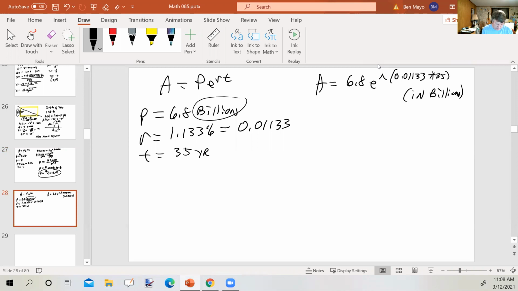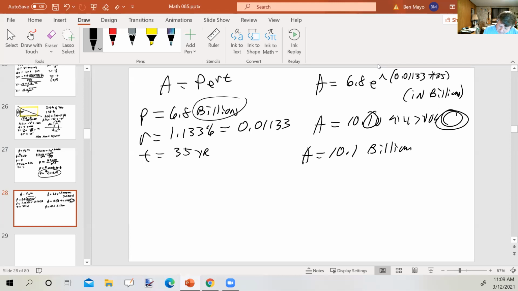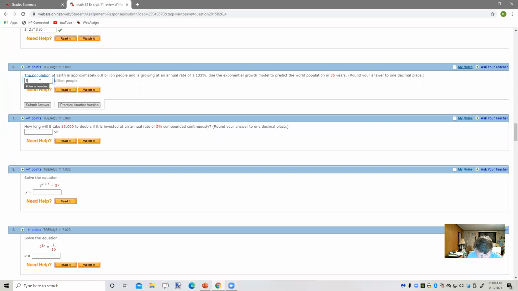So on my calculator, 6.8 times e to the 0.01133 times 35, close it up, and I get 10.109470004. It said to round to 1 decimal point, so my answer is going to be 10.1 billion. Now, don't be confused by thinking that 1 decimal point is out here, because it's in billions. So anyway, let's take a look at that. So we've got 10.1 billion.